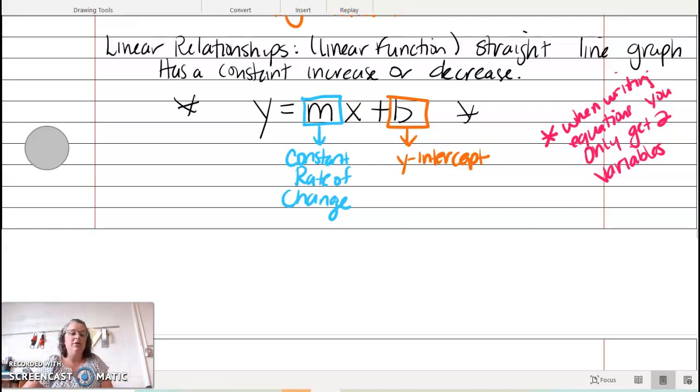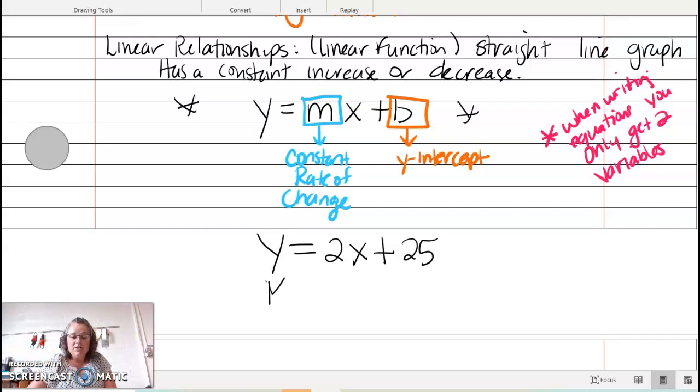I'm going to go back to my black here. All right, so when we think about our warm-up problem with Mrs. Davis, we could write her equation as y equals her constant rate of change. She was walking at a rate of 2 meters per second, so I'll put 2x, plus she had a starting amount, her y-intercept was 25. And then we were writing our tables for her distance. So we said y was equal to 2 times her time plus 25.